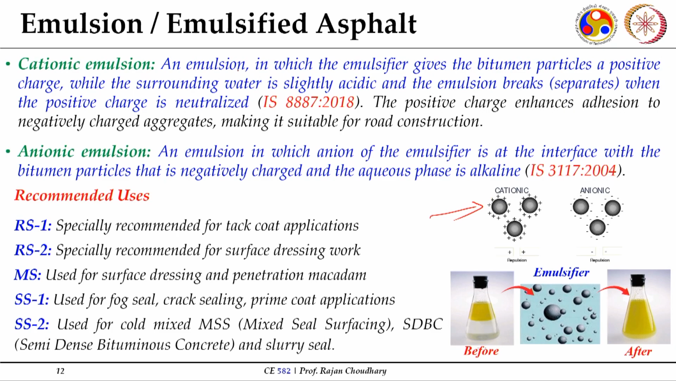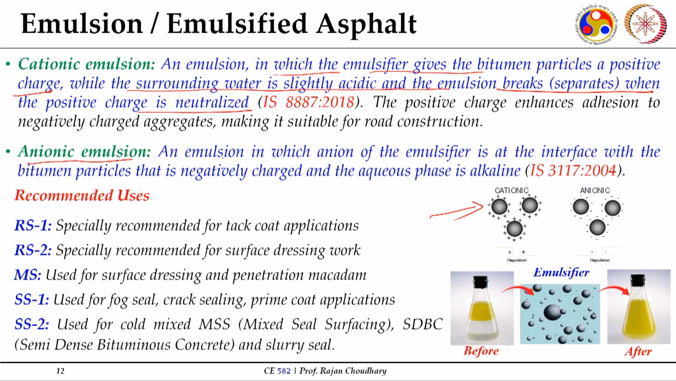And again, a cationic emulsion is one in which the emulsifier gives the bitumen particles a positive charge while surrounding the water is slightly acidic, and this emulsion breaks when the positive charge is neutralized. So, when you mix it with the aggregates, or when you apply it on the surfaces, it gets neutralized and the breaking of the emulsion takes place, and after some time the water evaporates and the binder remains over the surface of the aggregate or the existing road surface. Similarly, for anionic emulsions, the emulsifier at the interface with bitumen is negatively charged and the aqueous phase is alkaline.